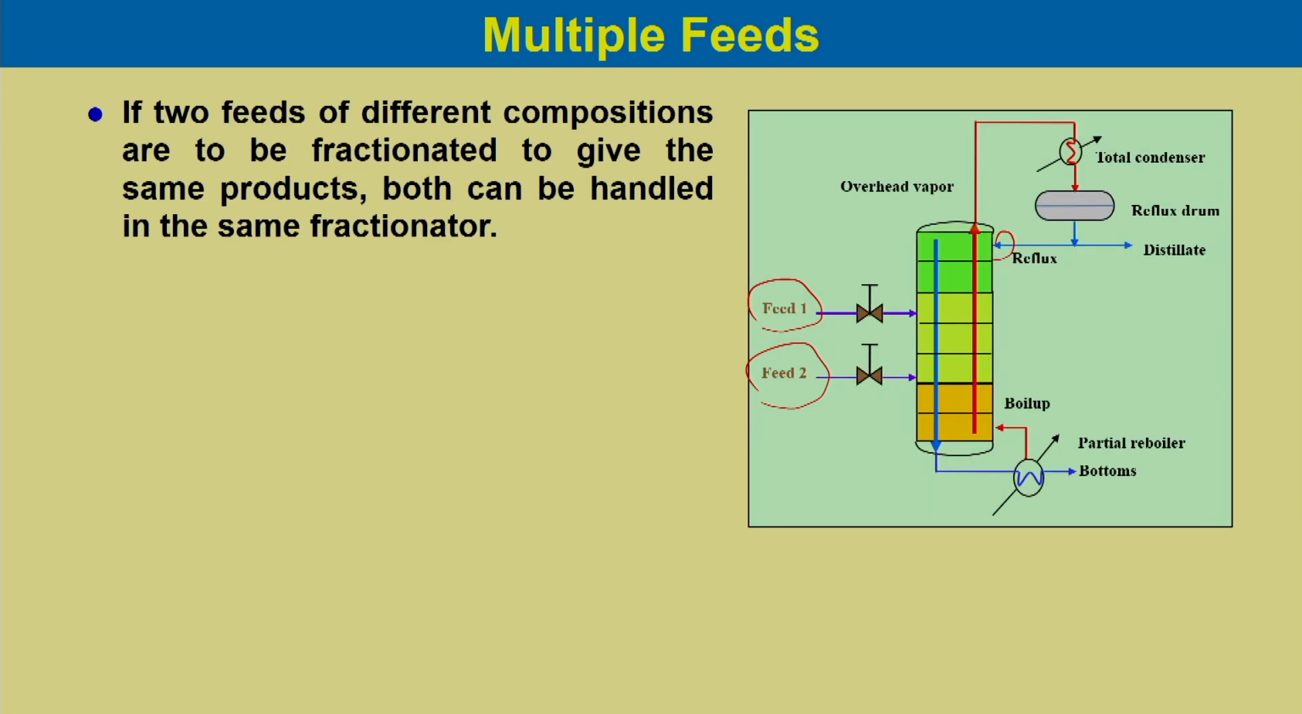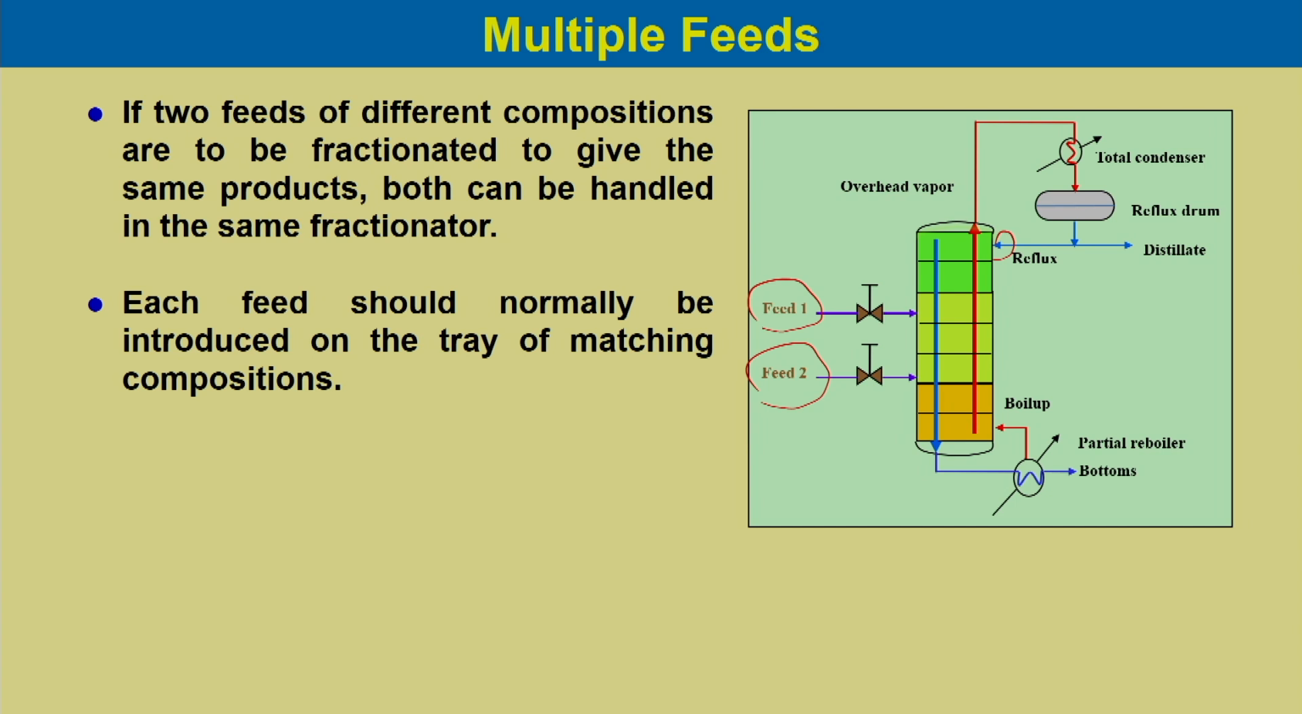So, if two feeds of different compositions are to be fractionated to give the same products, both can be handled in the same fractionator. So, the target is that we have two different composition feeds and we want the same product composition outlet both at bottom and top, then both the feeds can be accommodated in the same column. So, that is the purpose of the multiple feeds.